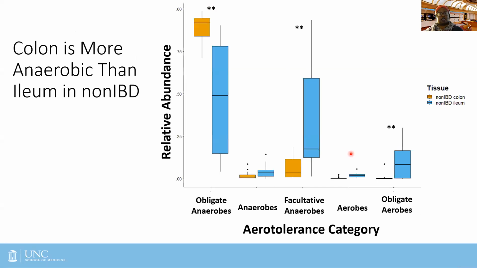So then we looked between colon and ileum in non-IBD to figure out what we are seeing in a non-IBD state. And similar to what's known on a clinical level and more general knowledge, but it's not been shown from a computational perspective, the colon is more anaerobic than the ileum in non-IBD. And we also see more facultative anaerobic species and obligate aerobic species within the ileum as well. And this is in line with what we're seeing with the decreasing oxygen along the gastrointestinal tract.